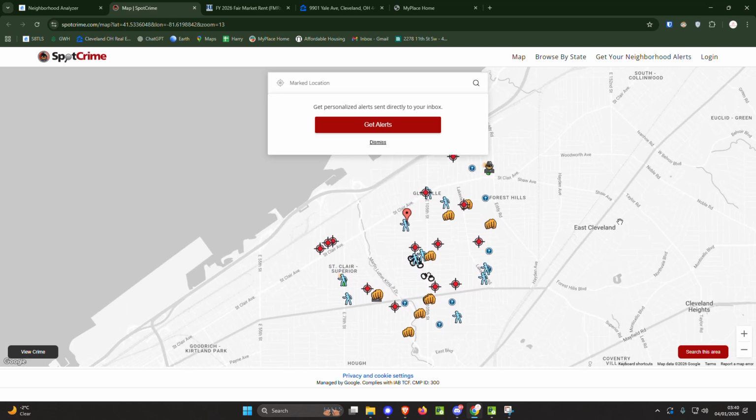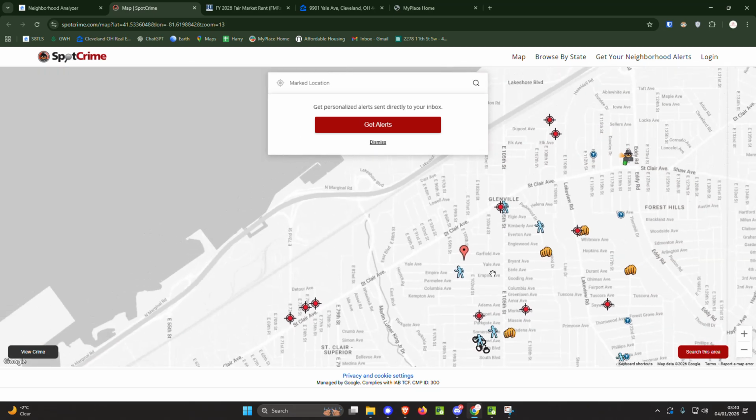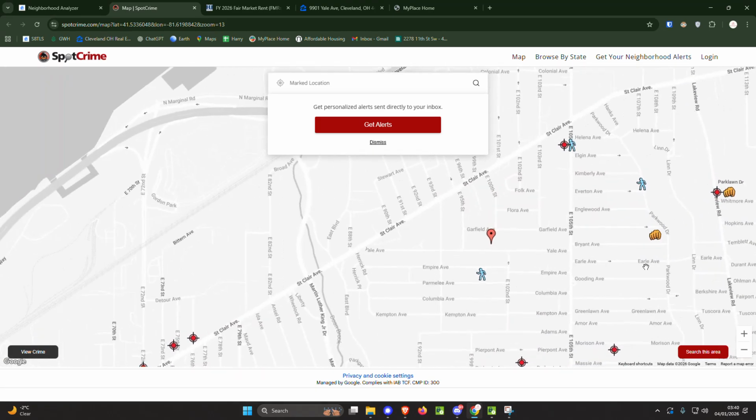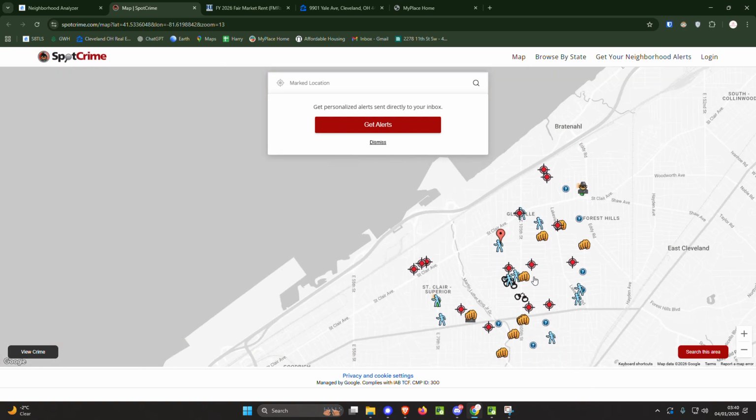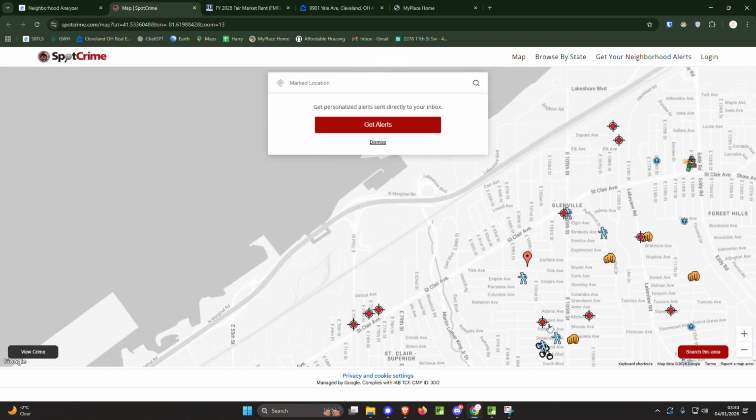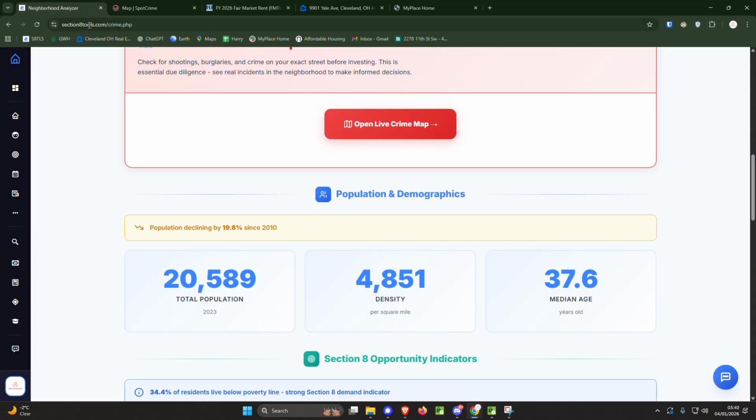I didn't even look at the address on the map, obviously, but we're just doing it through here. There is no shootings, no burglaries on this street or even very close to our house, so it is okay to buy. But just in general, East Cleveland is a bad area. I would never buy this. But that is the rule. No shootings, no burglaries on this specific street.